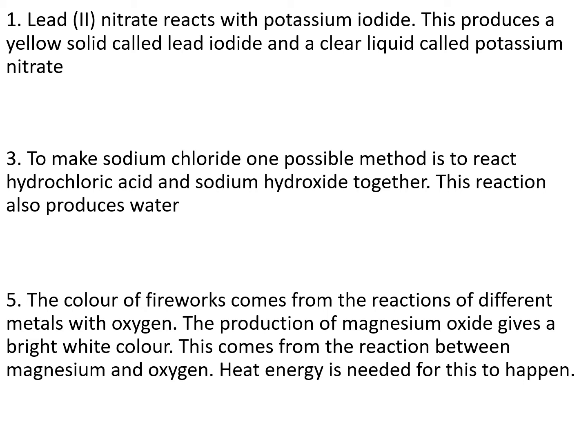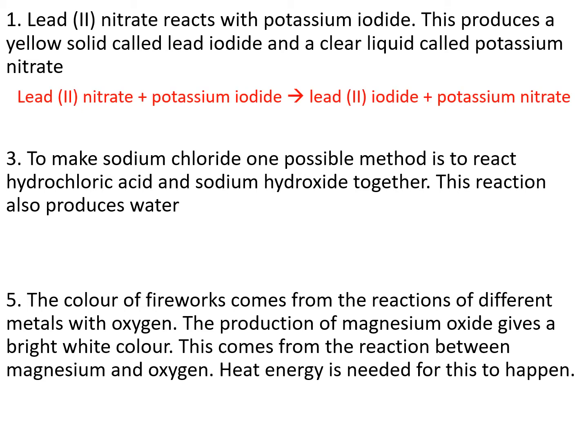Okay, so the first one, lead nitrate reacts with potassium iodide. Well, those are our reactants, okay? They're reacting together. This produces a yellow solid, which is called lead iodide, and a clear liquid called potassium nitrate. So that gives us this word equation. So just pause and check that you got this one correct, please.